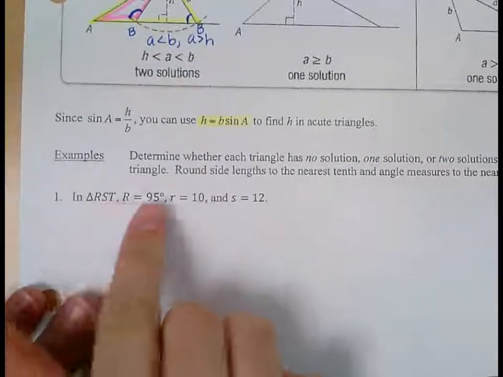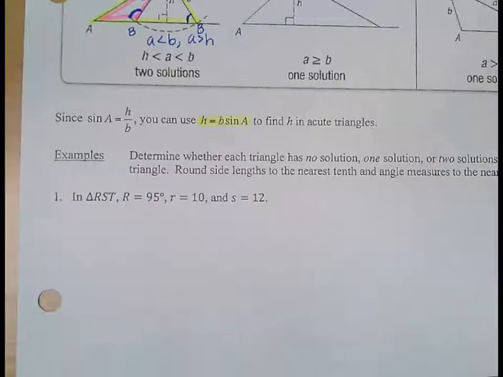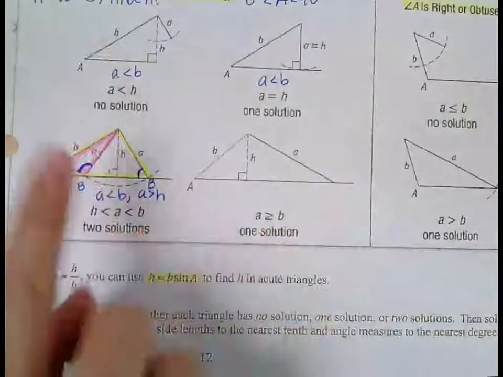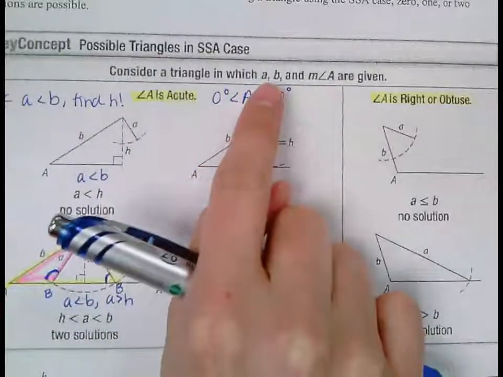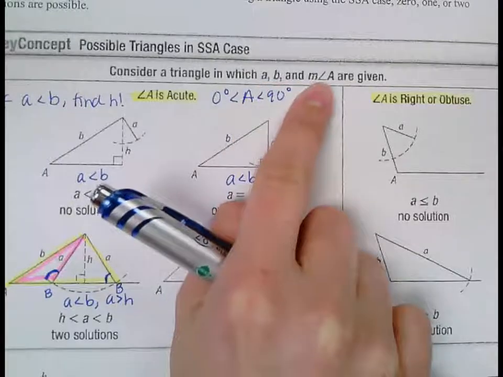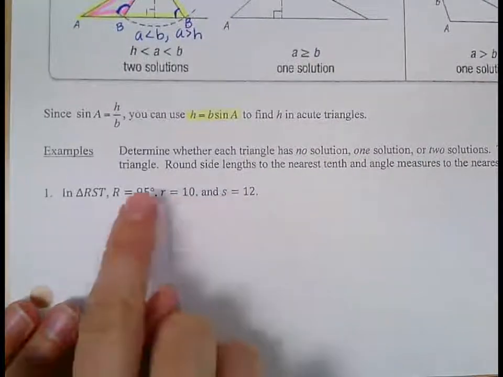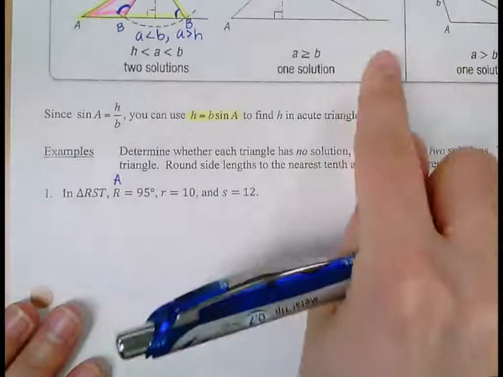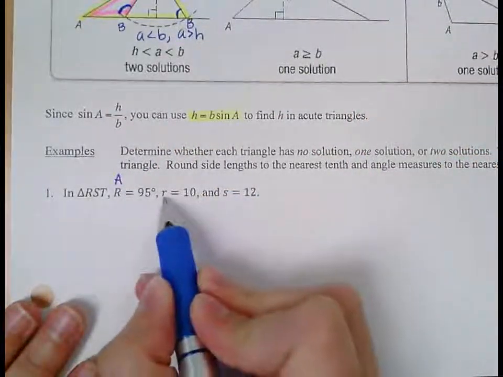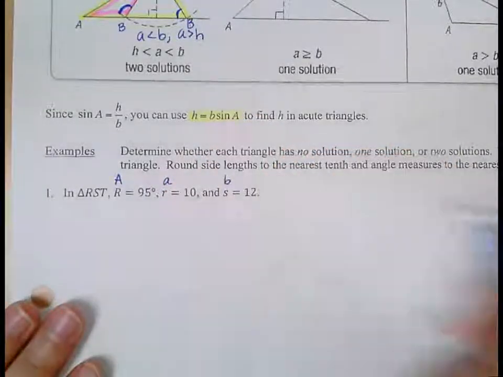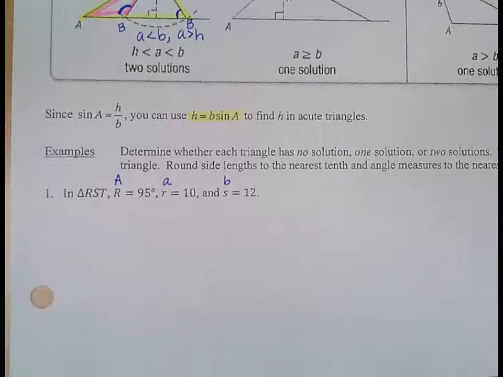So like I said, you might have questions that are not given to you in terms of A, B, and C, but to relate what you're given to what this chart states, notice in the chart, you're given A, B in terms of sides, and then the measure of angle A. So with this information, we can think of angle R as being angle A when we're looking at the formulas above. That means side R would be side A, and then side S would be side B. So that way you can, again, compare it to the formulas you have.